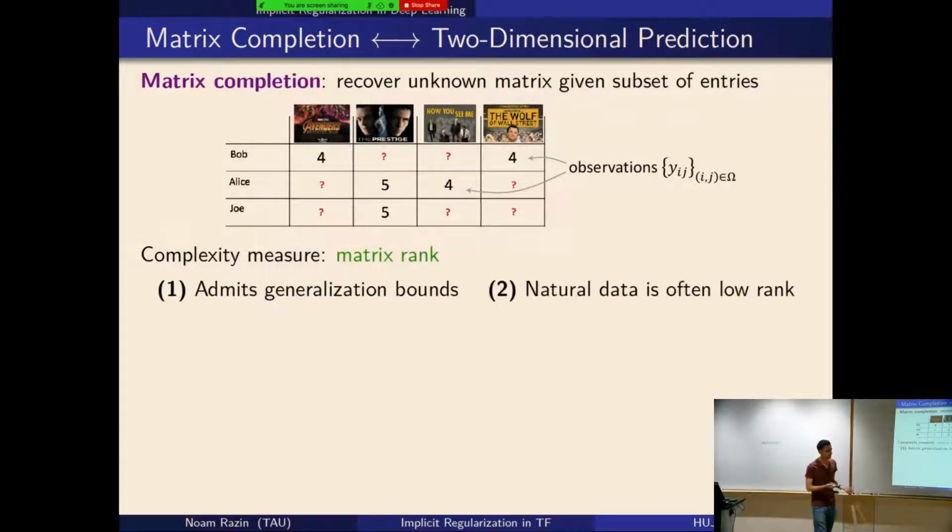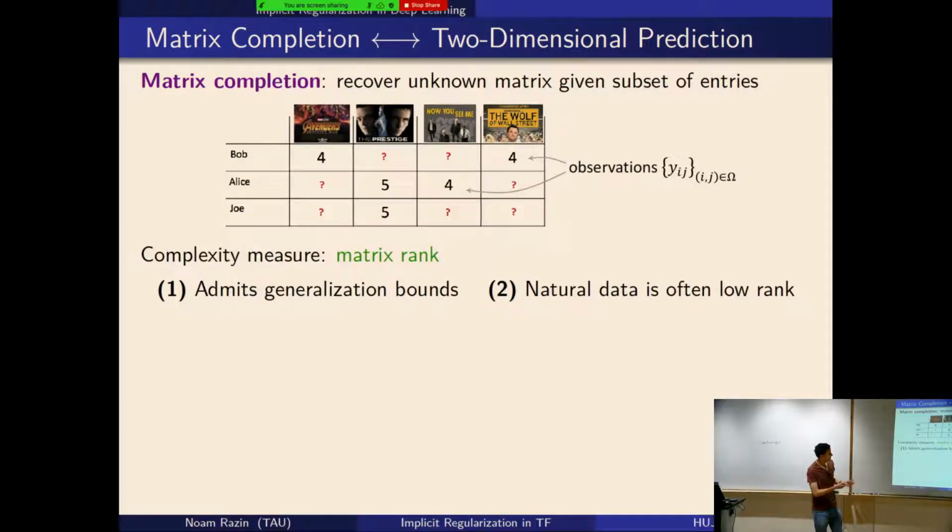Okay, and indeed, we can verify that it meets both of the requirements I mentioned. We can derive generalization bounds based on the rank, for example, by simple parameter counting arguments. And data, real-world data of matrix completion, such as in recommender systems, is often low rank. Okay, the matrix we try to complete has low rank.